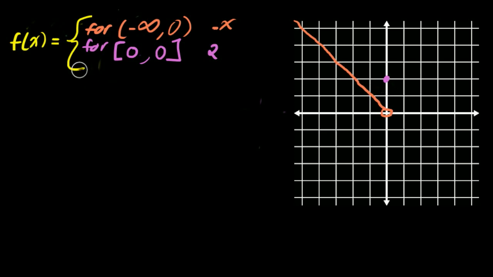And then finally, and actually let me expand our brackets just a little bit. There we go. And then finally, the last part of our function, and this is where we're going to make it different than we did in the last video. We're going to say for, what's the interval? So for all x's greater than but not equal to 0 and less than positive infinity, we're going to say that our function f of x is going to be equal to x squared minus 2.